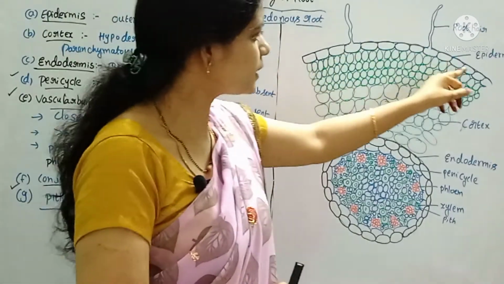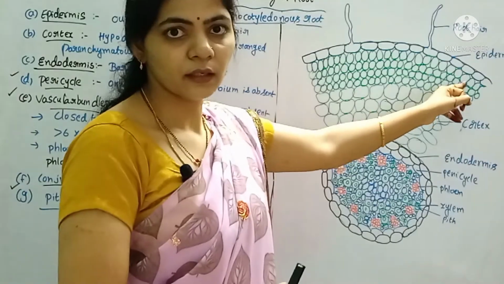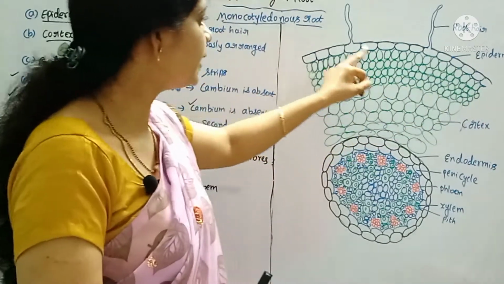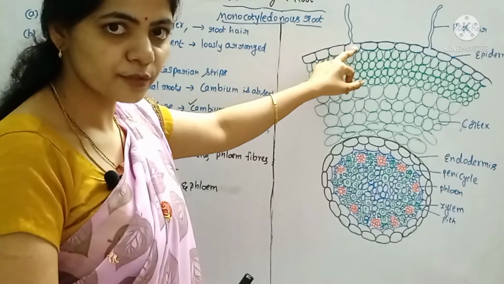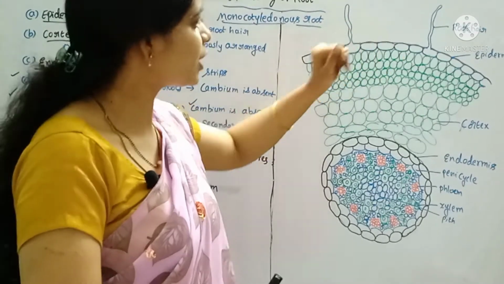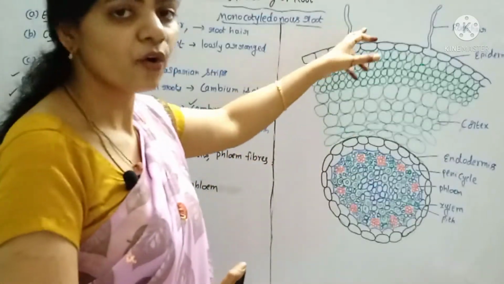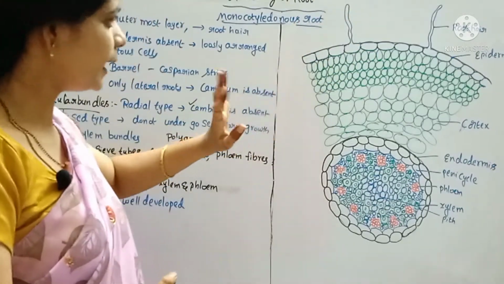That is nothing but the epidermis only, which is a single layer, and the outermost of this epidermis produces protrusions called root hairs. The function of the root hair is to absorb water and mineral salts from its vicinity. Vicinity means from its soil. Okay, that is about the epidermis.